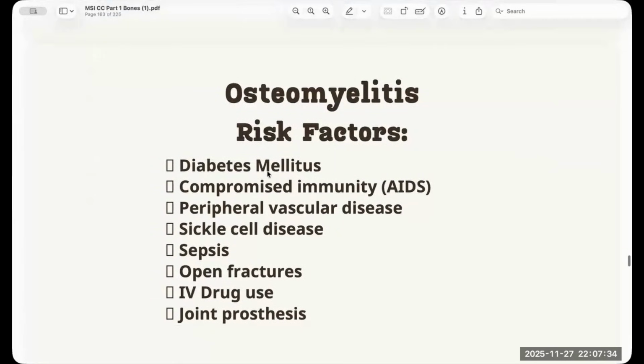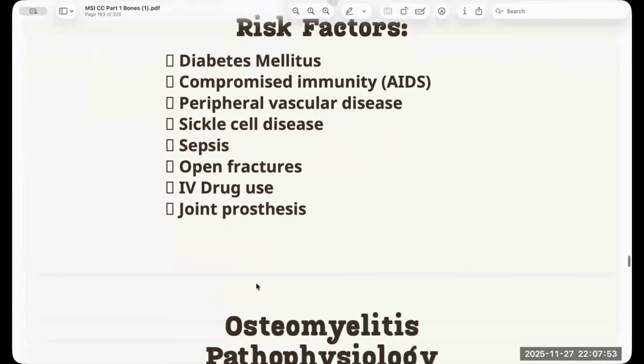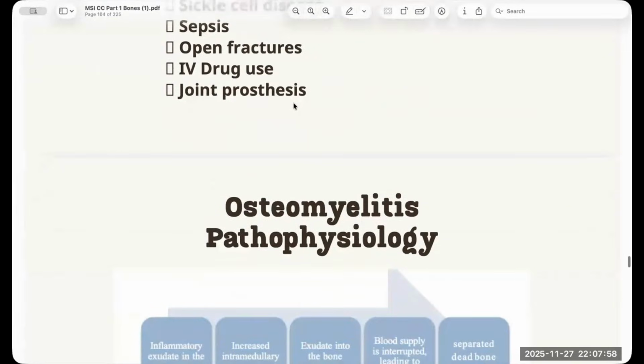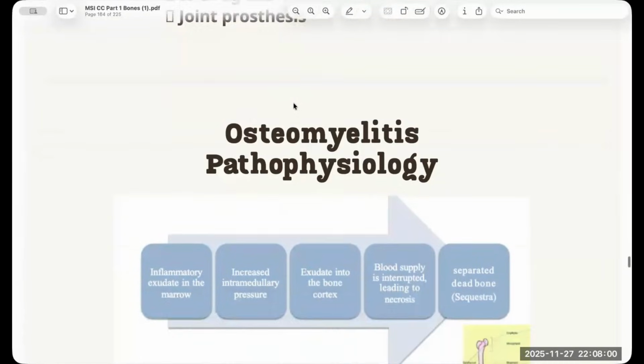The risk factors of osteomyelitis are diabetes mellitus, compromised immunity or immunosuppression, peripheral vascular diseases, sickle cell disease, sepsis, open fractures, IV drug use, and joint prosthesis. It acts like a foreign object in the body.